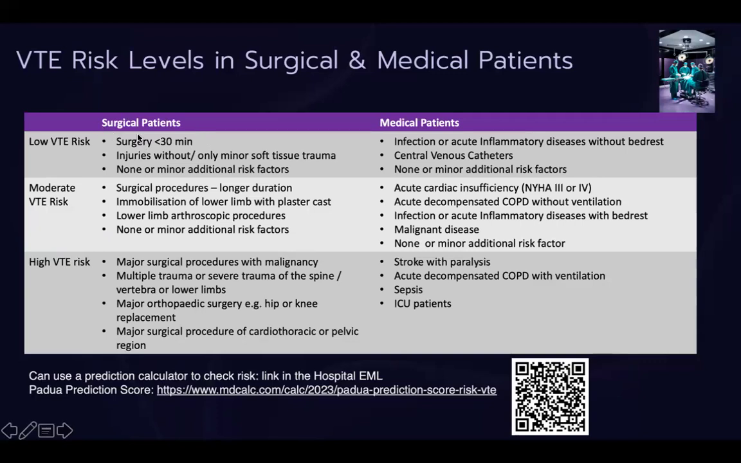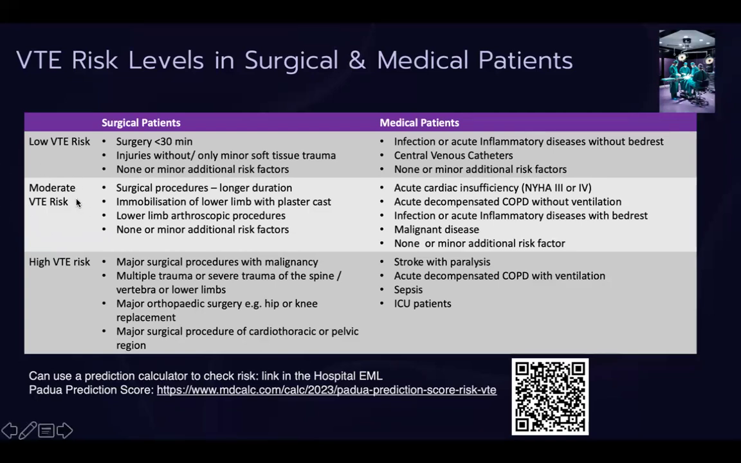If we think first in terms of our surgical patients, a low VTE risk will be patients who have had surgery for less than 30 minutes, or they might have come in with injuries, but there's only minor or soft tissue trauma or no trauma at all, and they must have no other additional risk factors. In our first tutorial, we talked about risk factors for DVT, so none of those are present.